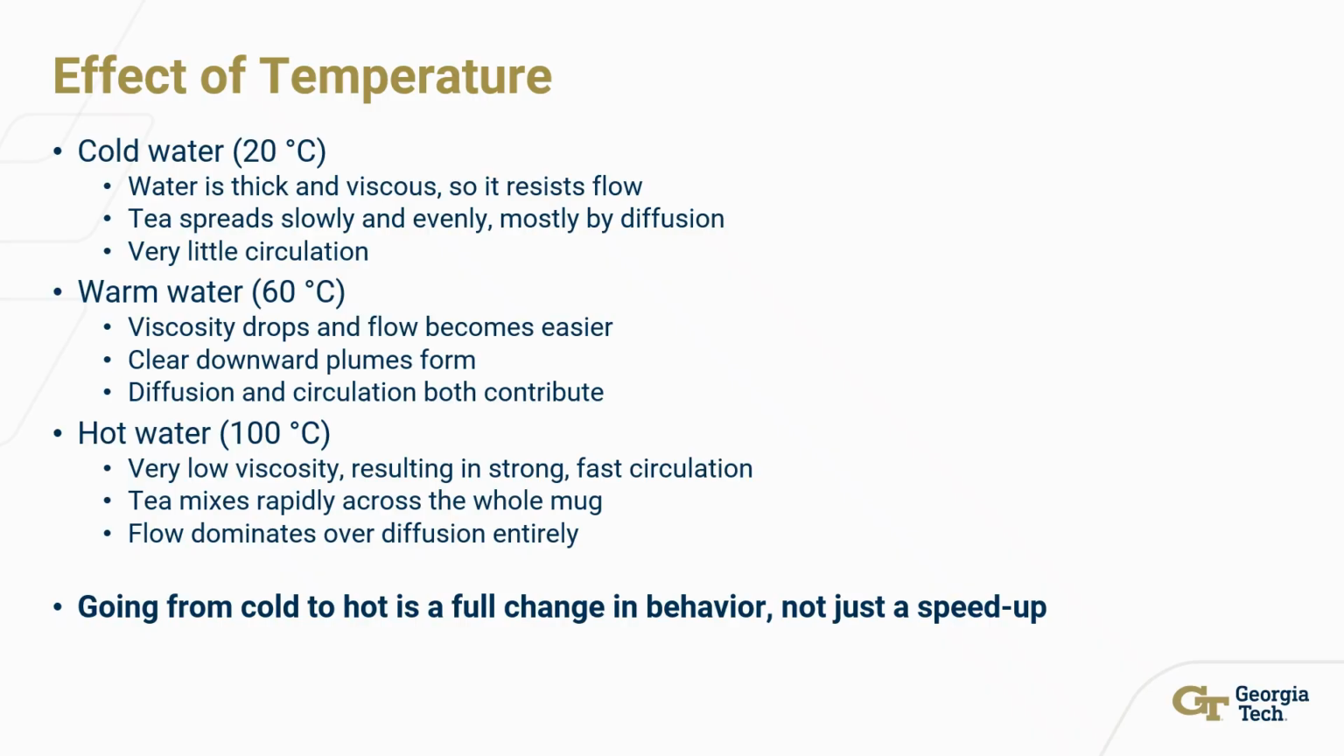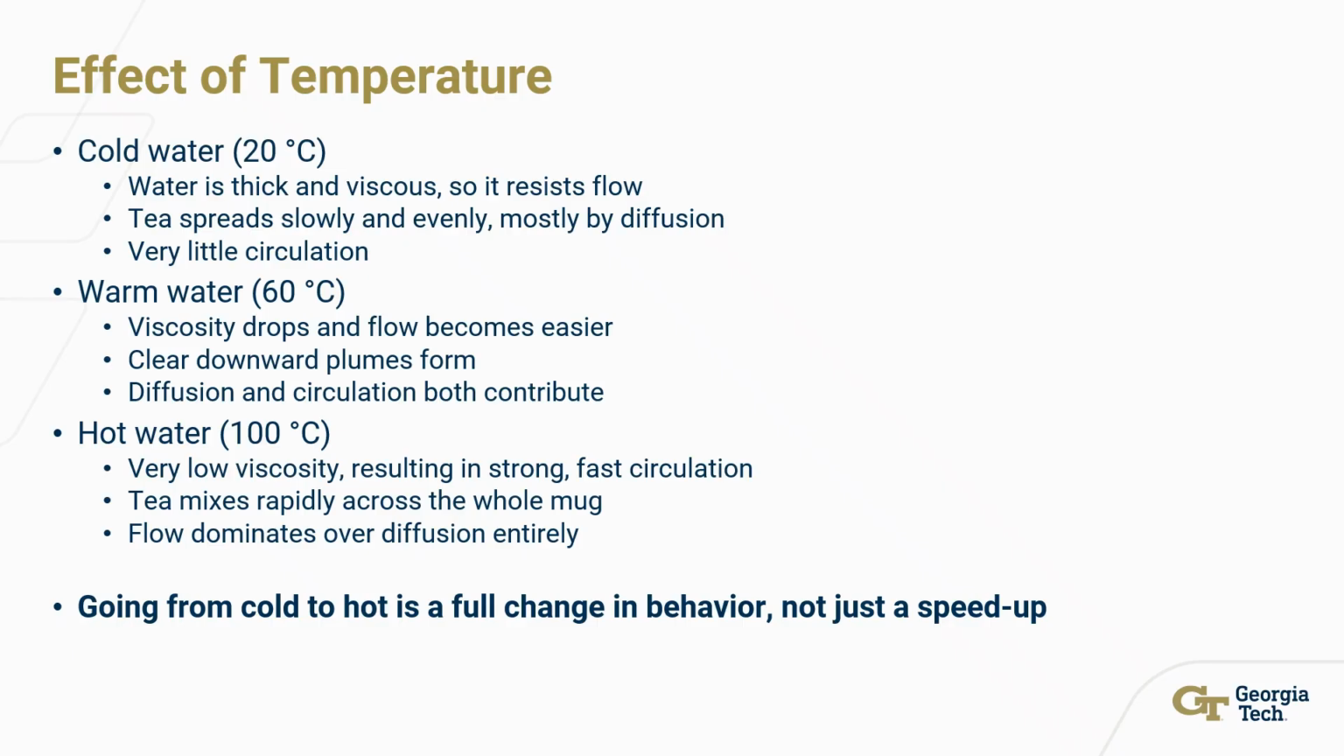Once we heat the water to 60 degrees, the actual structure of the water changes because the heat breaks down hydrogen bonds between water molecules, which means that the kinematic viscosity of the water drops by a lot. And this means that the heavy tea can now push the water out of the way, and we do start seeing those downward convection plumes forming. And in this regime, we see that diffusion and circulation are both contributing to the mixing of the tea.